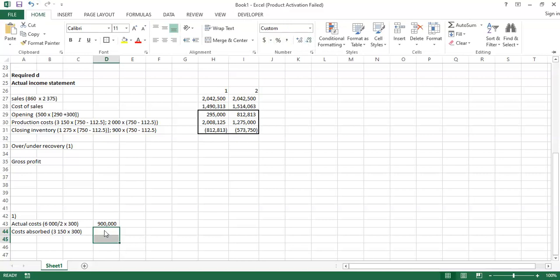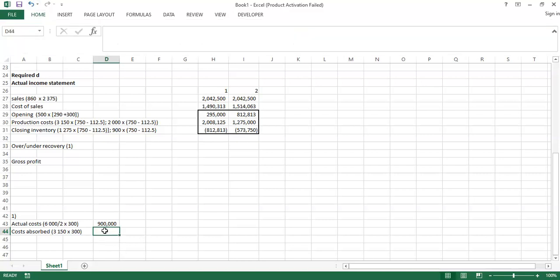Seems like all my batteries want to run out now. I'm just going to fetch a charger quickly. This is going to be 3,150 times 300 on that one.